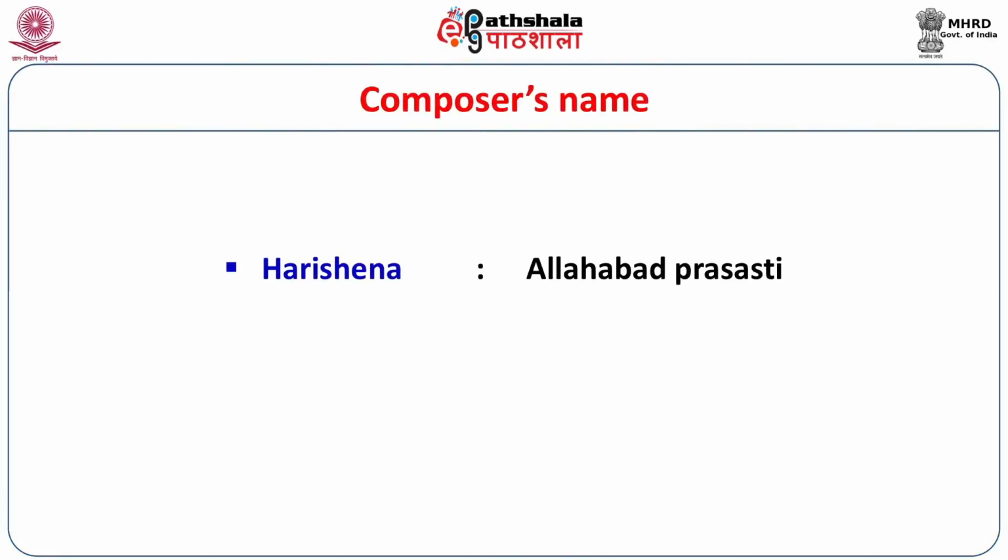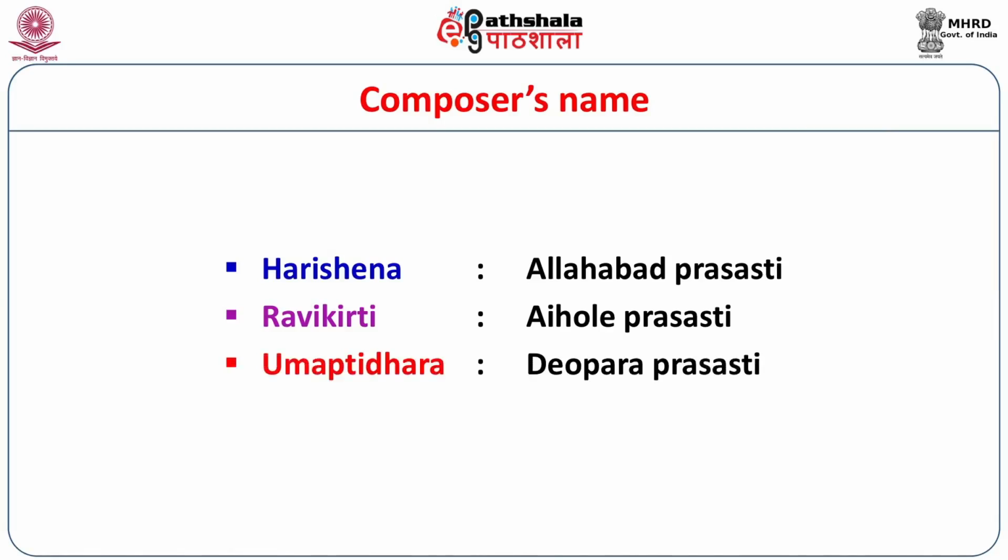which mentions that he knew about the administration very well, and that is the only reason why he has divided the conquest of Samudragupta into different categories, and he has mentioned every detail. And towards the end of the Prashasti, he also gives detail about his family and his closeness with the king. Similarly, we also have the names of Ravi Kirti in the Aihole Prashasti, Uma Pratidhar in the Devpara Prashasti. So gradually the composers were giving their names on the Prashastis.